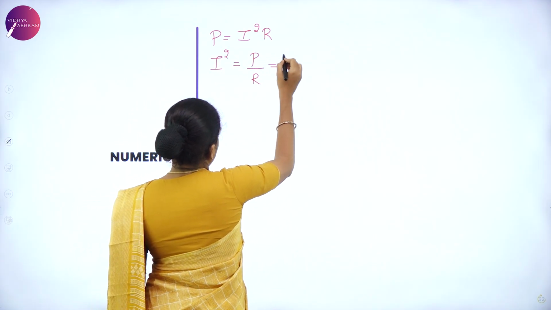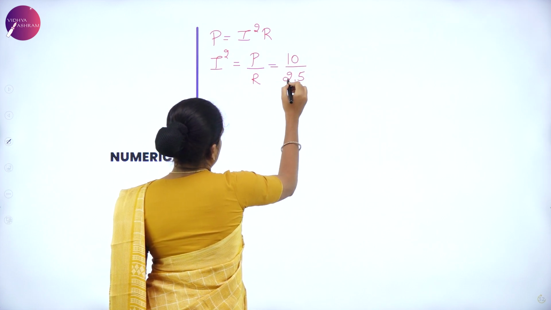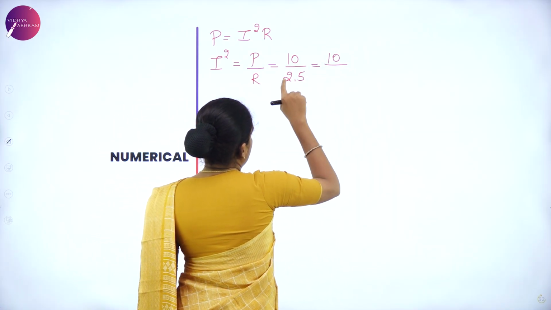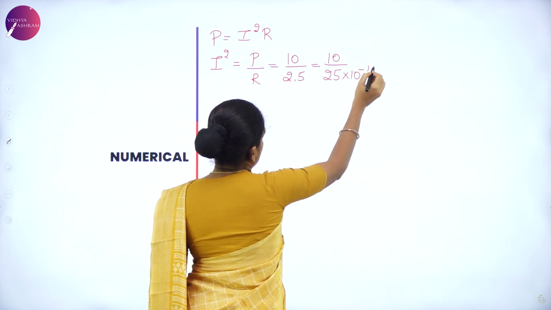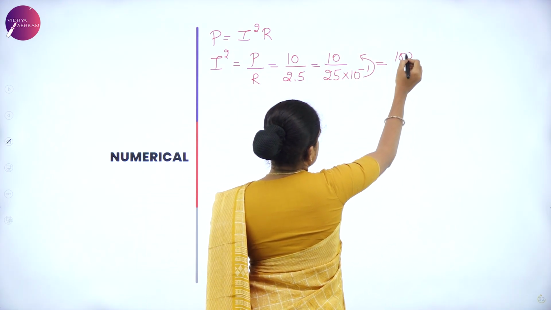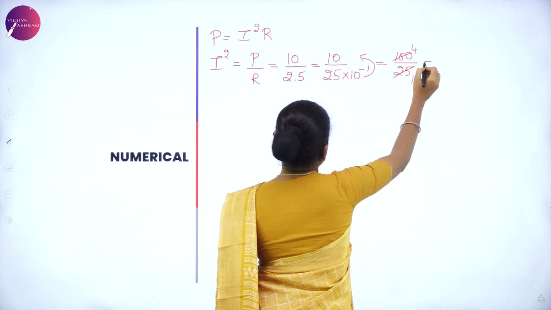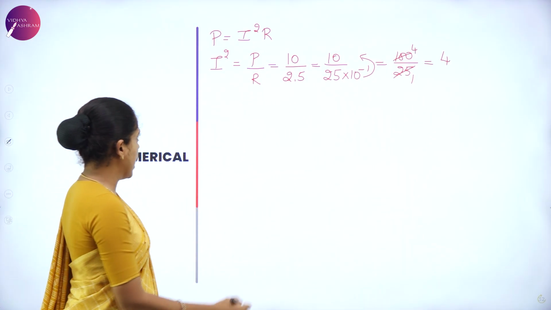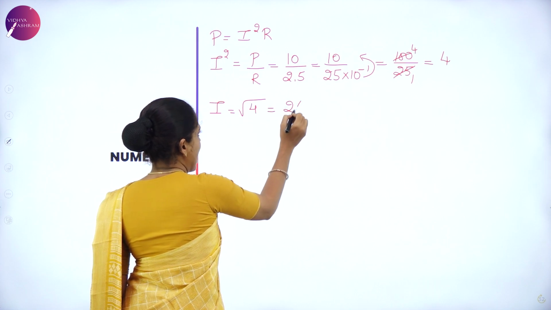What is the value of P? P value is 10 watt and R value we have is 2.5. Let us simplify this by writing 2.5 as 25 into 10 power minus 1. When I take 10 power minus 1 to the numerator, it becomes 100. 100 divided by 25 is 4. So I squared value is 4, but we need I. So I is equal to root of 4, which is equal to 2 ampere.